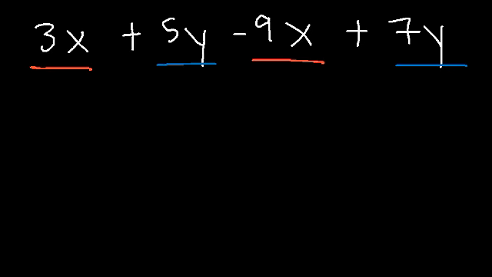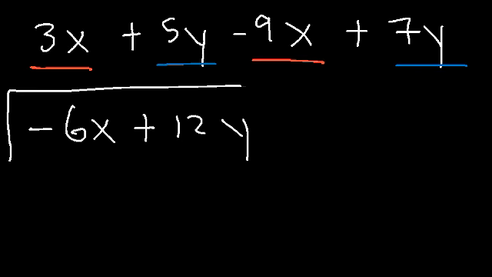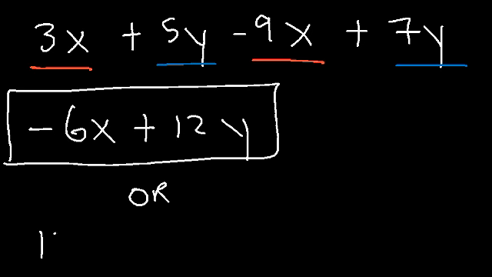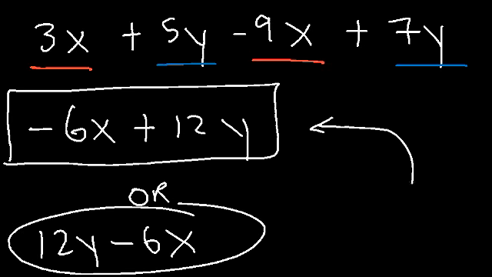So let's combine 3x and negative 9x. 3 minus 9 is negative 6. 5 plus 7 is 12. So this is the answer, negative 6x plus 12y. Or we can write it like this as well, 12y minus 6x. These expressions are equivalent expressions.